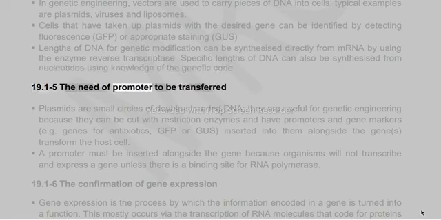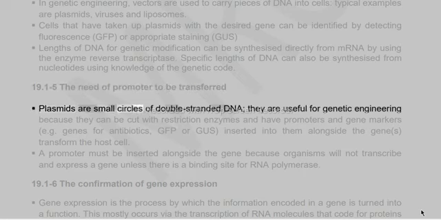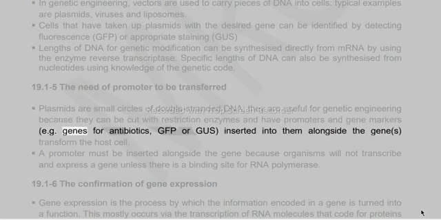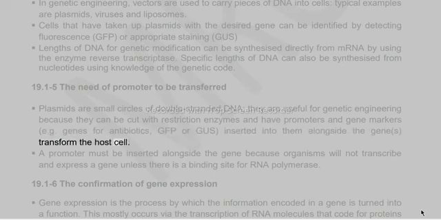19.1-5 The need of promoter to be transferred. Plasmids are small circles of double-stranded DNA. They are useful for genetic engineering because they can be cut with restriction enzymes and have promoters and gene markers, e.g. genes for antibiotics, GFP or GUS, inserted into them alongside the genes to transform the host cell.